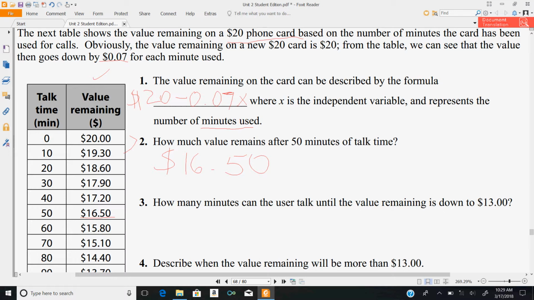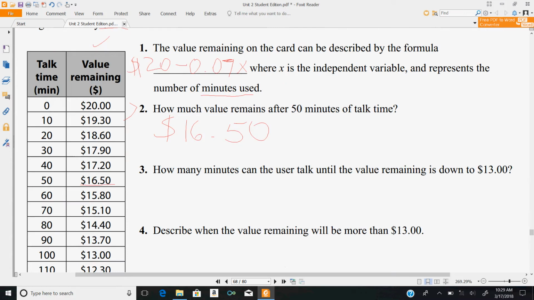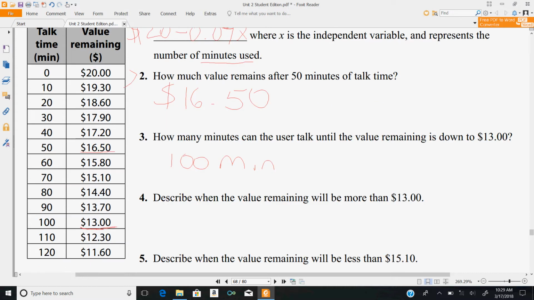Question 3 asks a little bit different question, but we can still get it from the table. How many minutes can the user talk until the value remaining is down to $13? So we go to the table, and at $13 for value remaining, we have talked 100 minutes. So you would write, after 100 minutes, the value remaining is $13. But I'm just going to write 100 minutes. Okay. Describe the value remaining.